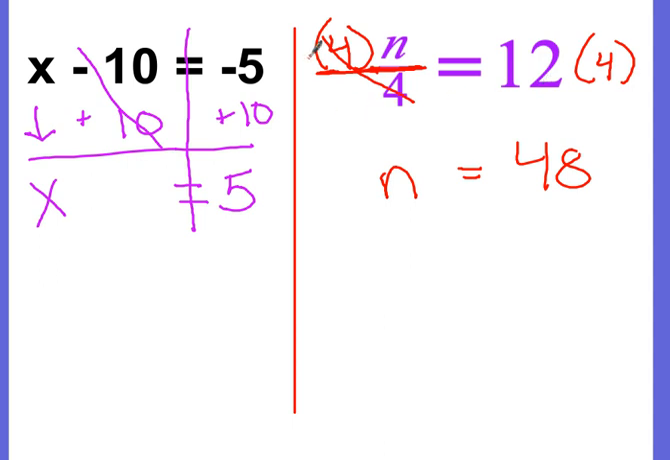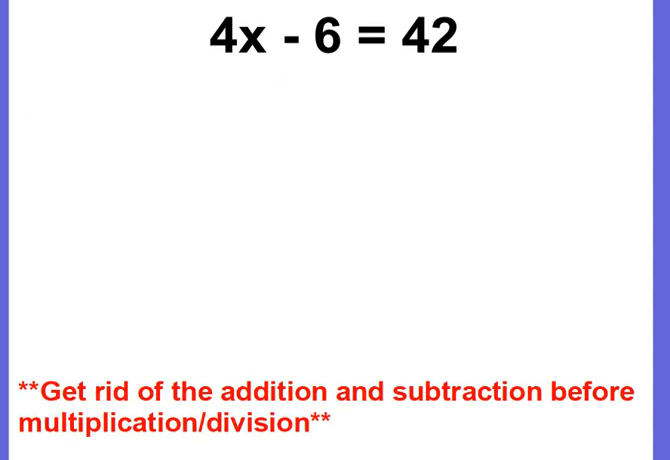Guys, writing out these steps is super important because when we get to more complicated equations later this week or next week, you need to know how to show these steps because you'll get too confused because there'll be too many steps to do. Okay. Now, we're also going to move on to two-step equations right now. When we're moving on to two-step equations, if we look at the bottom here, it says get rid of the addition or subtraction before multiplication or division. So we always want to try to get rid of the addition and subtraction first, and then we worry about the multiplication and division afterwards.